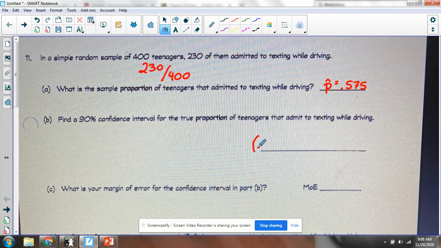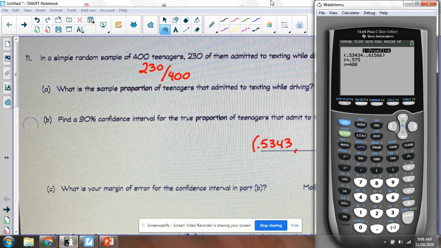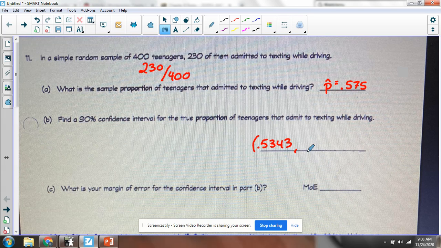0.5343 is a good point. 0.5343 to 0.6157.